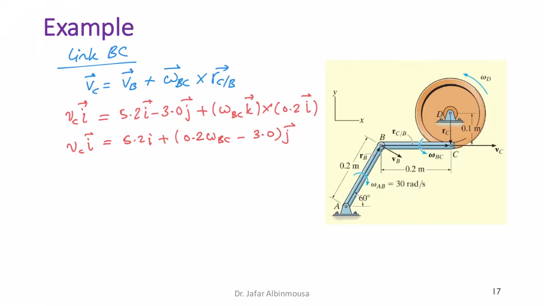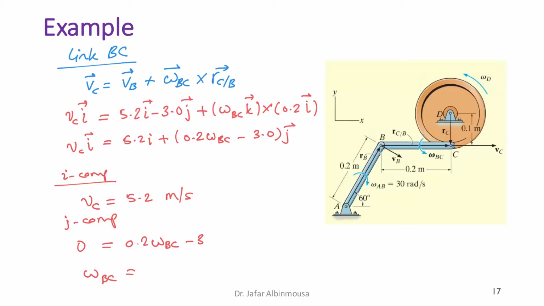So what we did, we just grouped the I component with the I component and the J component with the J component. So if we solve for the I component, we will get VC equal to 5.2 meters per second. If we solve for the J component, we will have 0, because on the left hand side we have no J component, equal to 0.2 omega BC minus 3. So we solve for omega BC and we get 15 radians per second. And in this sense, it is acting in this direction.